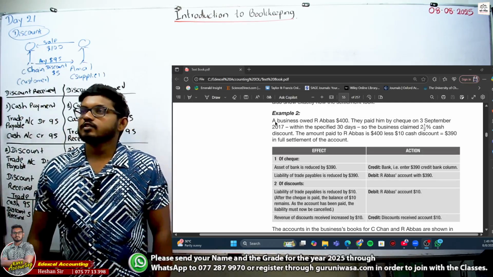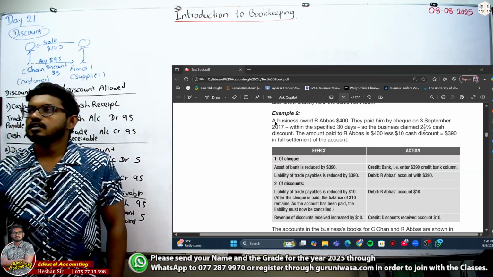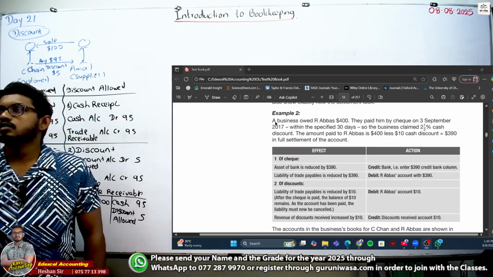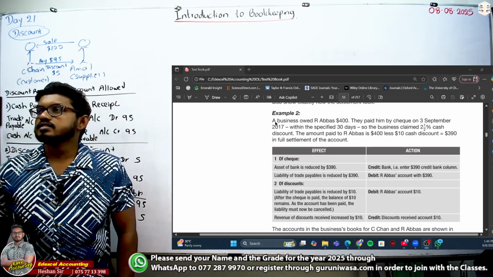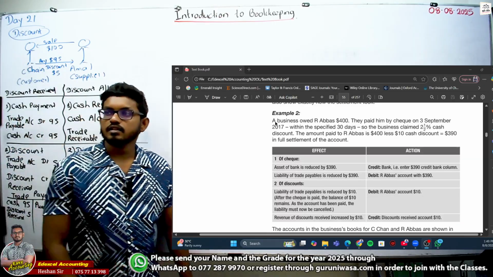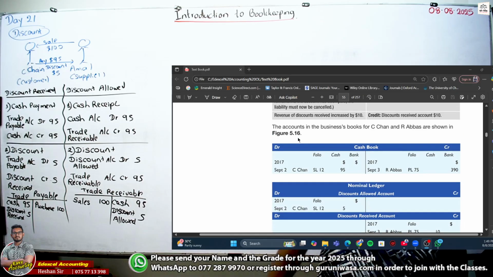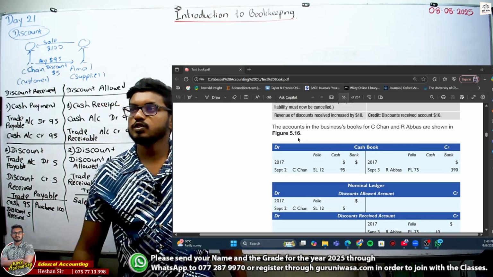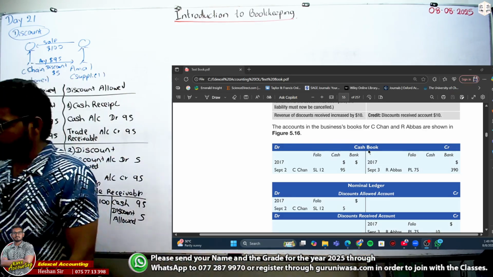So for the first one, the payment: bank credit, R. Abbas account debit, which means liability decrease. When it comes to discount received, R. Abbas account debit, discount received account credit. Right? The accounts in the business, you can see, are the same way I told you, right? So in the nominal ledger, we maintain them. We maintain separate books. Just remember, right?